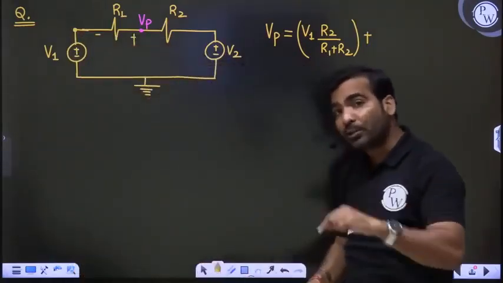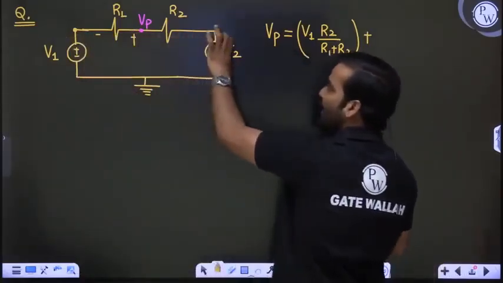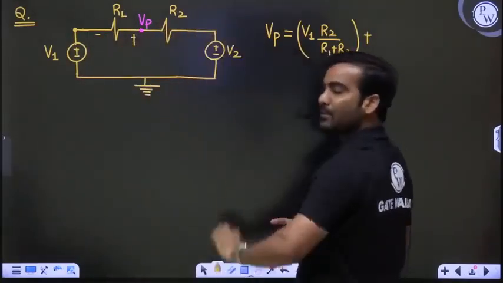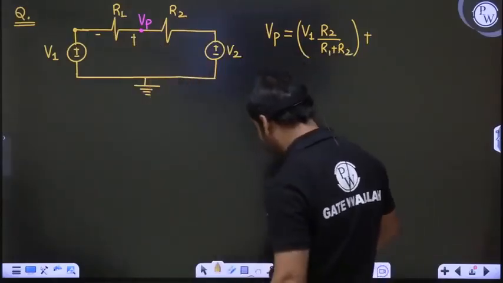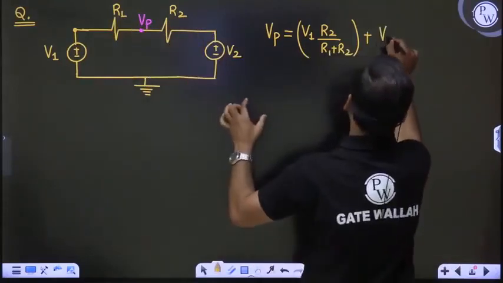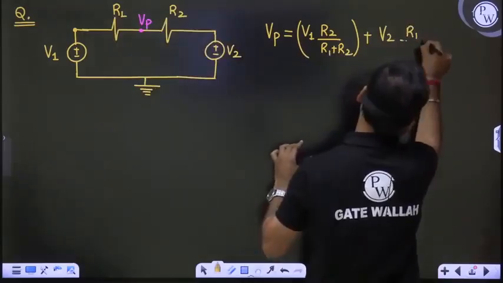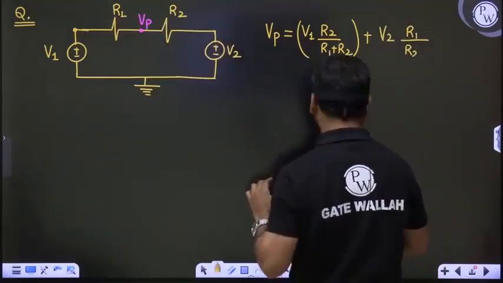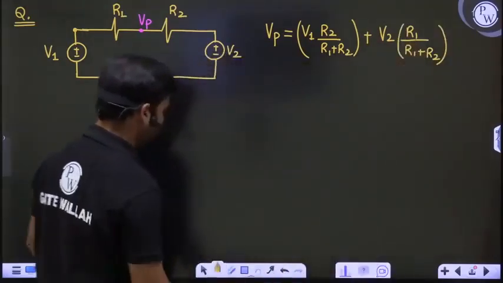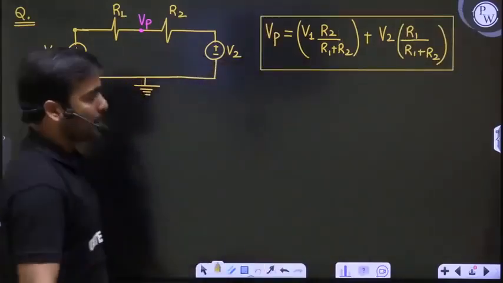Vp will be the voltage across R1. What is the voltage across R1? This is switched off because of V2. What is the voltage across R1? By the voltage division rule, V2 into R1 upon R1 plus R2. Let me erase it just for explanation. So Vp is the voltage across R1, that is, V2 is the total voltage multiplied by R1 upon R1 plus R2. This is what you can directly remember to write the voltage equation.